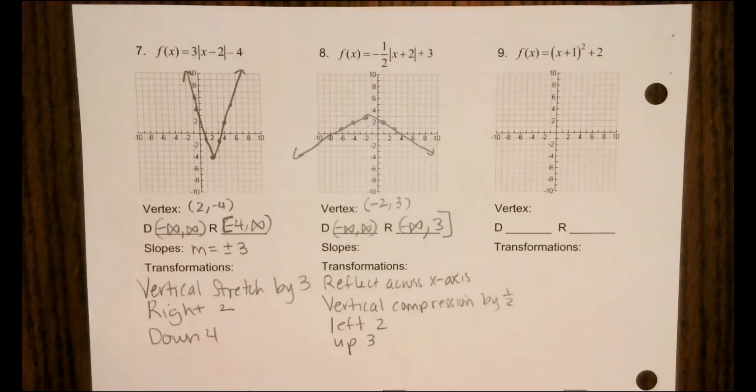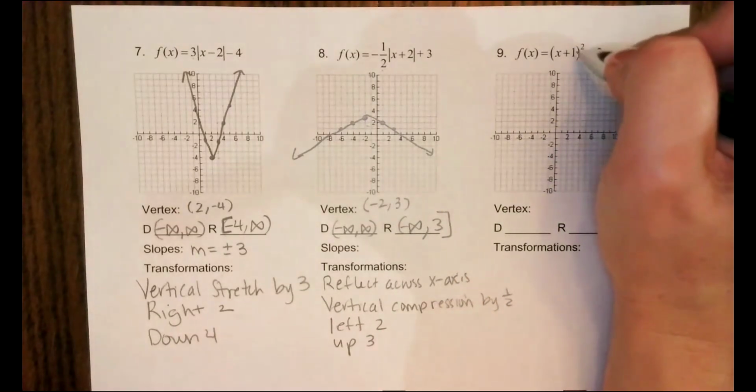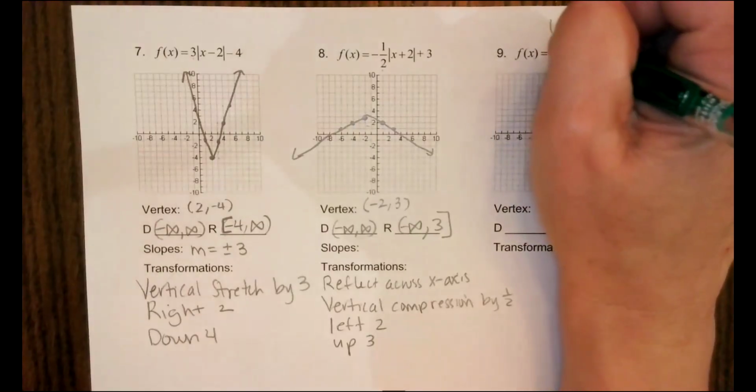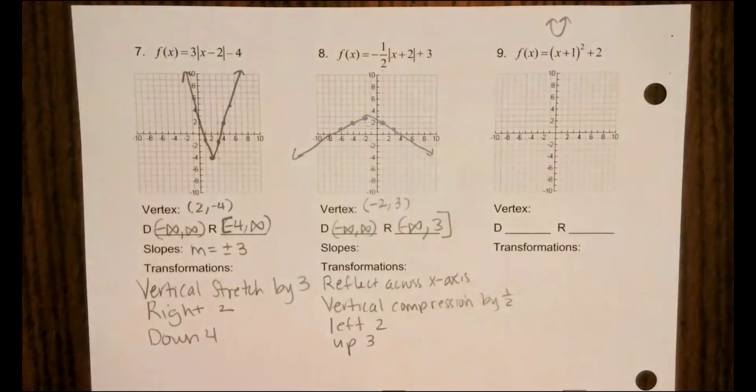All right, the next one is the same concept, except it has a square here. That tells me I start with the quadratic parent function instead of the absolute value one, the one that's like a U.